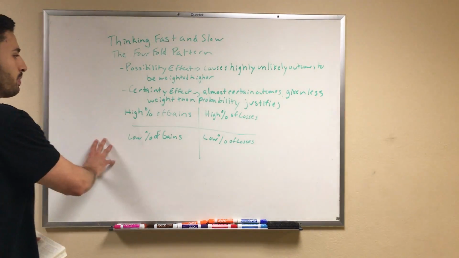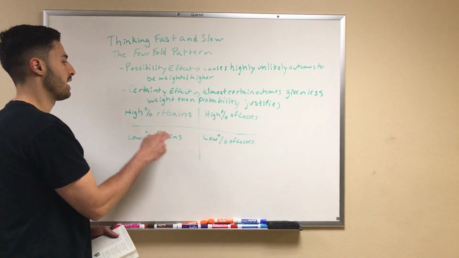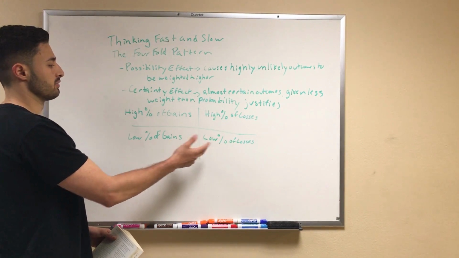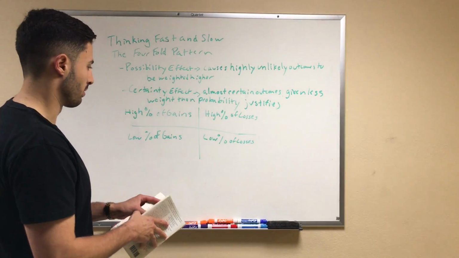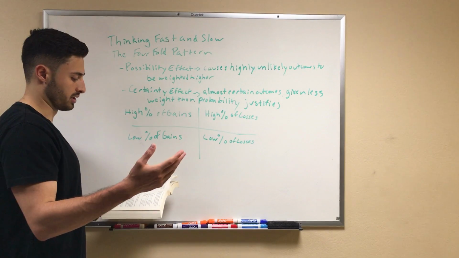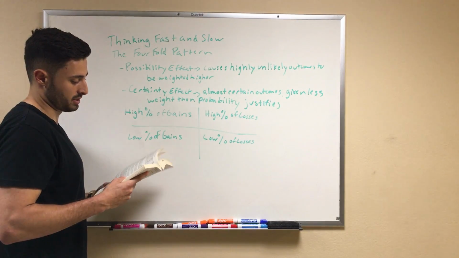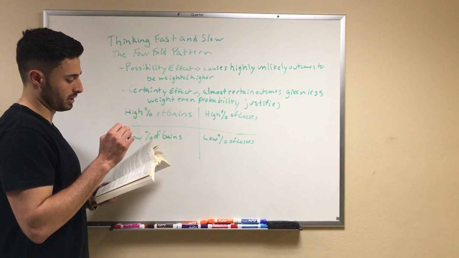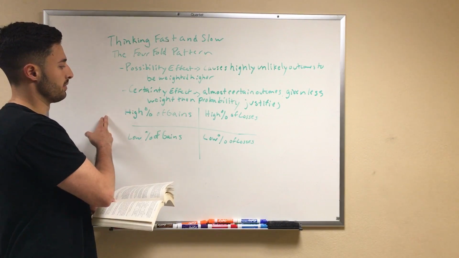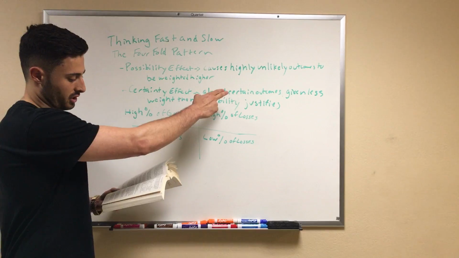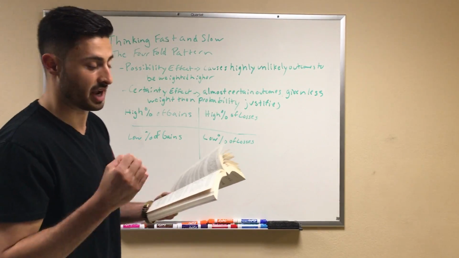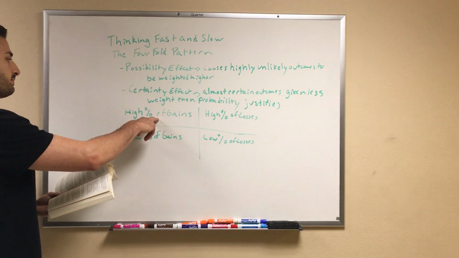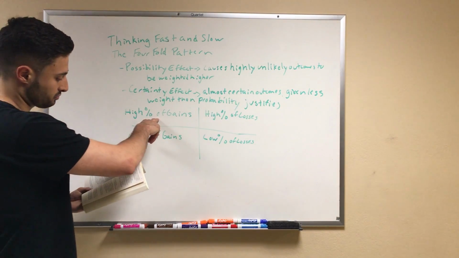So there's this fourfold pattern that they're talking about, with a high probability of gains, a high probability of losses, a low probability of gains, and a low probability of losses. Sorry. So I'm going to read from the book here simply because I don't want to mess anything up. But the high probability, meaning the certainty effect, right? It's almost certain that this is going to happen. They give an example of 95% chance to win $10,000, right? High percent chance of gains here.